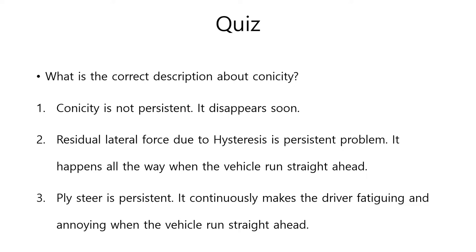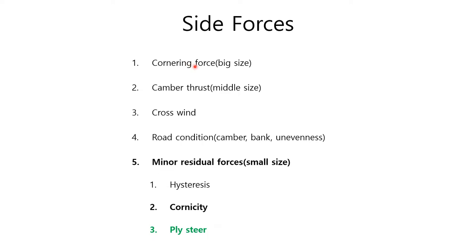I explained the cornering force with the sideslip angle in the curved path and the camber thrust without the sideslip angle due to wheel camber angle. And I also explained crosswind and the road condition due to camber, banked road, and the road surface unevenness in the video number E0020. From now on, I will explain the lateral force produced by minor residual forces. There will be 5 to 6 consecutive videos related to this topic.